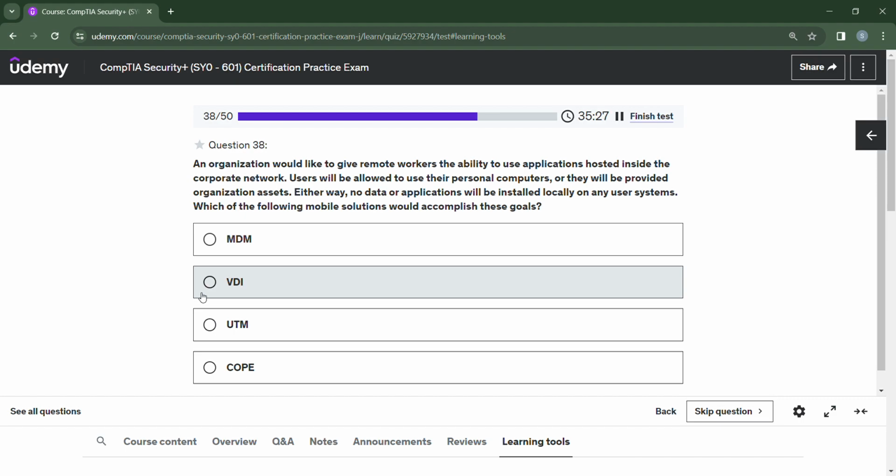An organization would like to give remote workers the ability to use applications hosted inside the corporate network. Users will be allowed to use their personal computers, or they will be provided organization assets. Either way, no data or applications will be installed locally on any user systems. Which of the following mobile solutions would accomplish these goals? That's mobile device management.